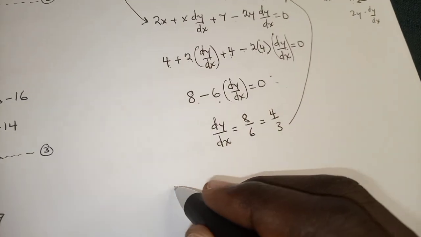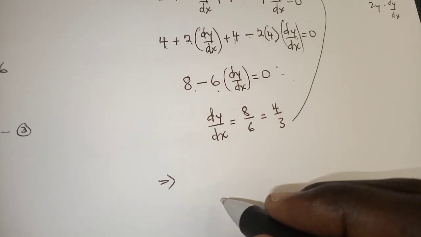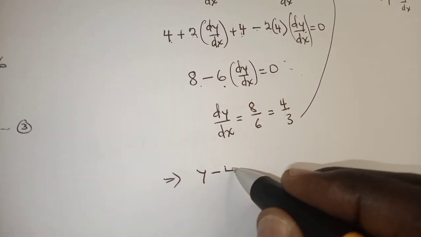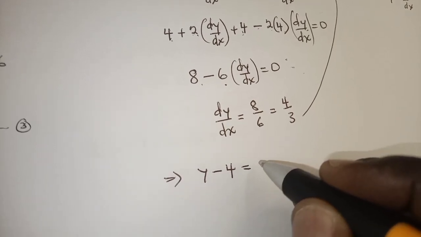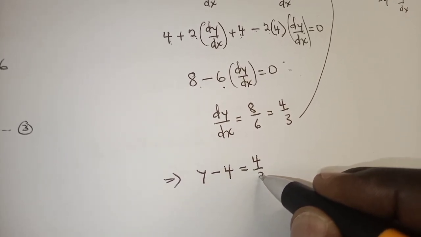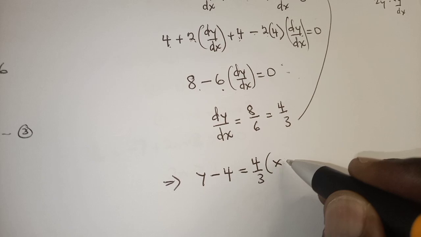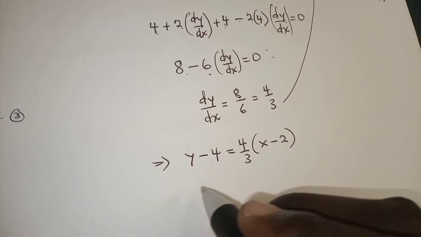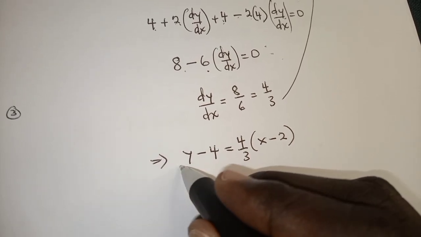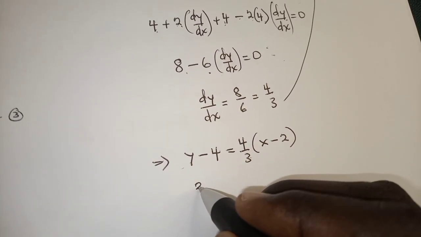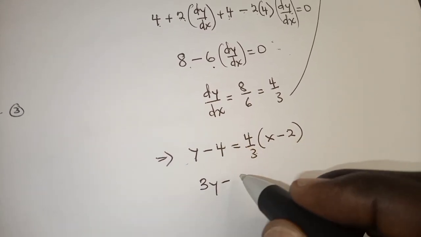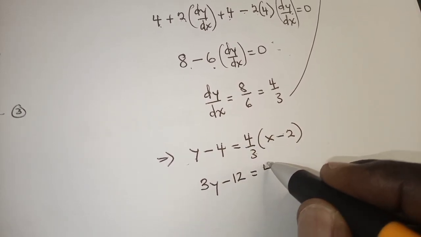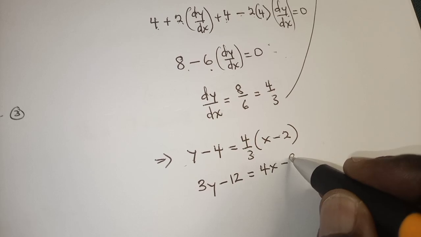So we put this back into the original equation here. This implies that y minus y1, which is 4, equals the dy on dx, which is 4 on 3, times x minus 2. So we linearize all the expressions. So we have 3 times this, 3y minus 3 times 4, 12, equals 4 times x minus 2, 4x minus 8.